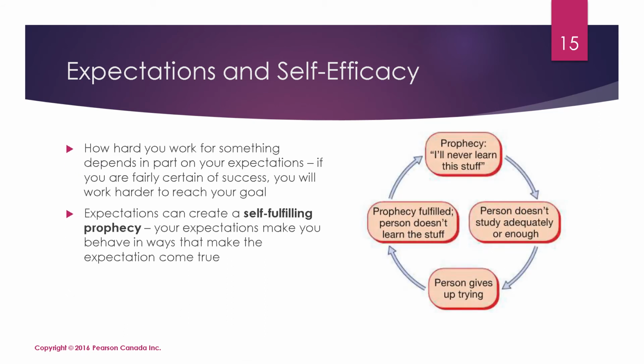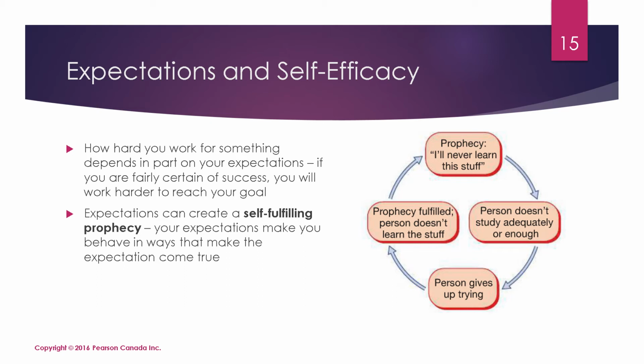This is something, again, that I threw in here from an old textbook, but I think it relates really well to what we were just talking about. I want to talk about expectations and self-efficacy. How hard you work for something depends in part on your expectations, which is what we were just talking about with self-determination theory. If you're fairly certain of your success, you're probably going to work harder in general to reach that goal. However, at times, expectations can create a self-fulfilling prophecy. Your expectations can actually make you behave in ways that make the expectation come true.